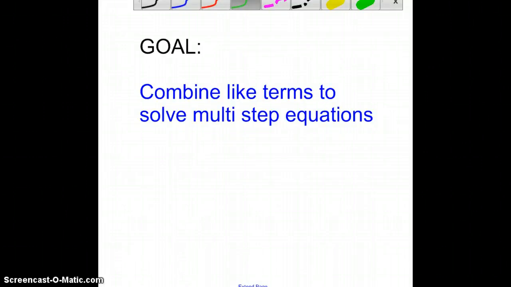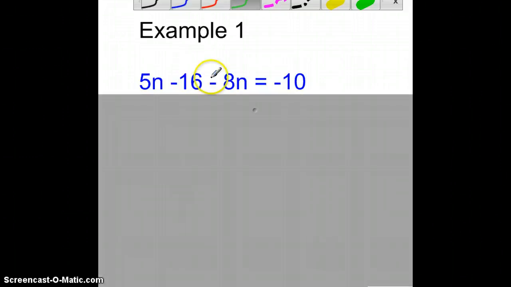Today we're going to be taking a look at solving multi-step equations. In particular, in this video we're going to be looking at combining like terms to solve those equations. So let's jump in here with a couple examples. Take a second, copy this down.